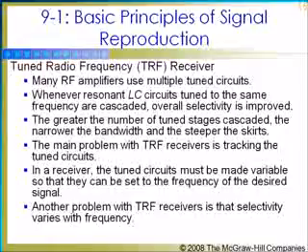In a receiver, the tuned circuits must be made variable so that they can be set to the frequency of the desired signal. Another problem with the TRF receivers is that selectivity varies with frequency.